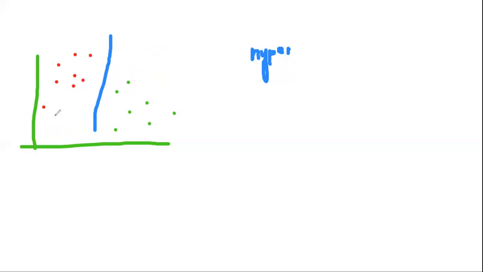So here I will draw one more line like this, and I'm taking one more line like this. These are the different classification lines. I want to choose the optimum line. To choose the optimum line, it should be present equidistant from the starting points.